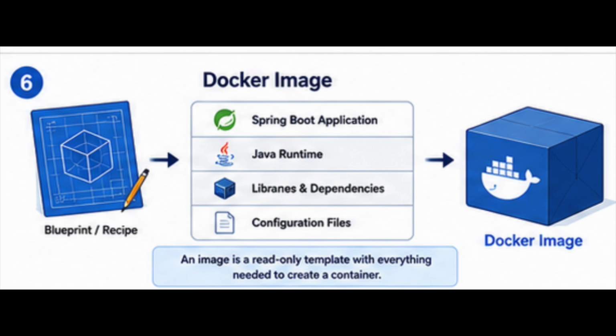Now let's understand Docker images. A Docker image is like a blueprint or recipe. It contains everything needed to create a container. For example, the operating system files, Java runtime, Spring Boot application, required libraries, configuration. An image itself doesn't run. Instead, Docker creates one or more containers from an image. Think of an image as a class in Java. A container is like an object created from that class.